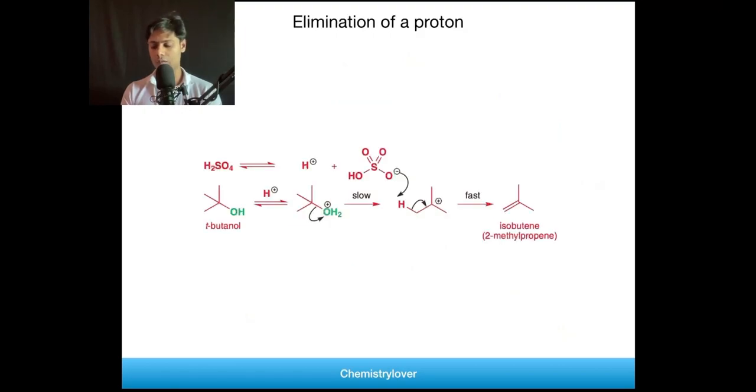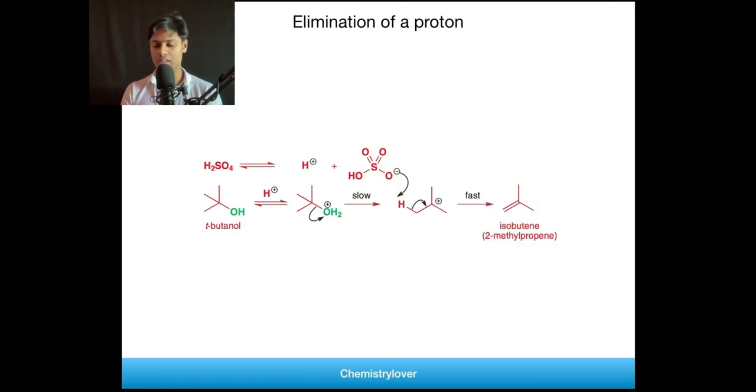The next category of reaction is this one. In this case you can see elimination. In the first step the carbocation is formed by the removal of water, and now the proton is eliminated by some weak base, in this case this sulfate. This sulfate eliminates the proton and you get this alkene species. So this is an elimination reaction, another reaction of carbocation.